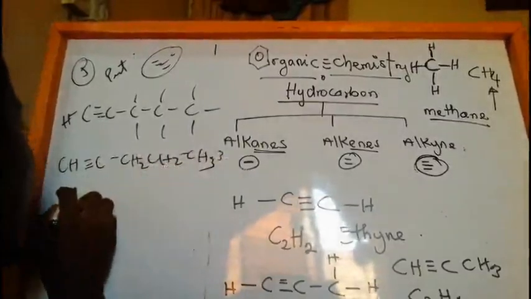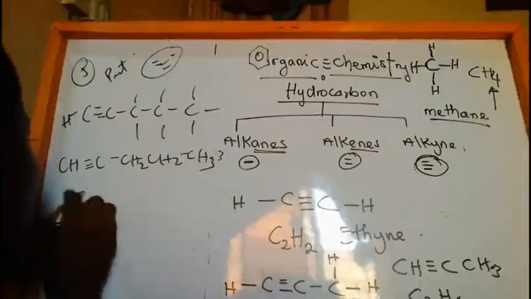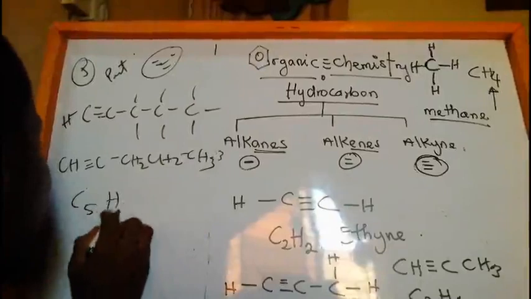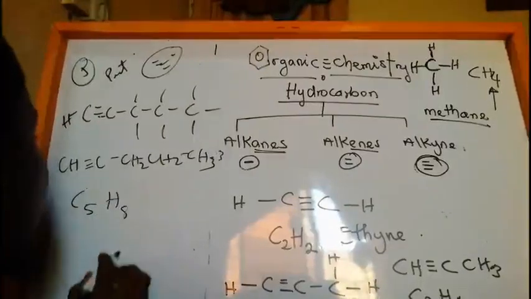So this is called what? You can count the total number. So that's C5, right? H8. So that is what?